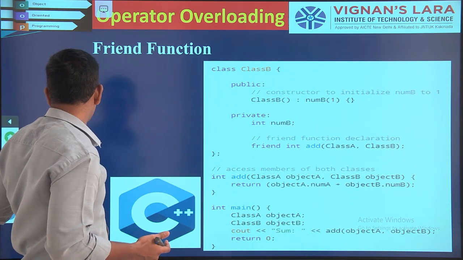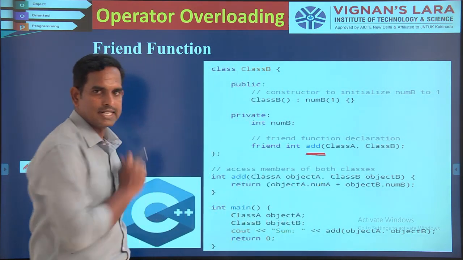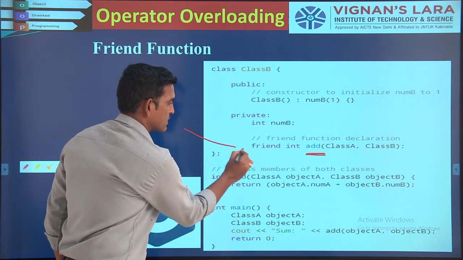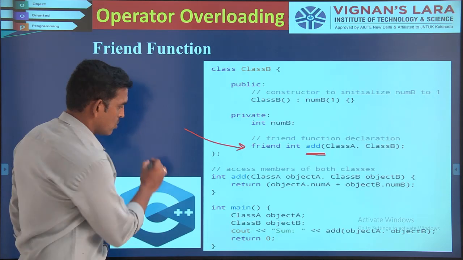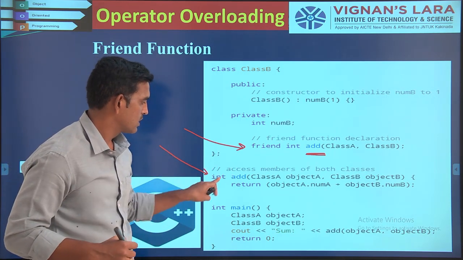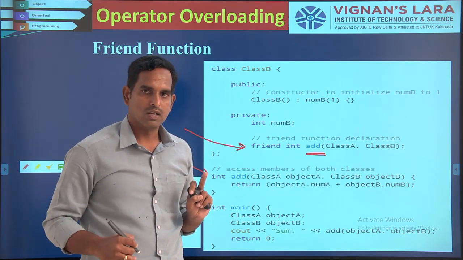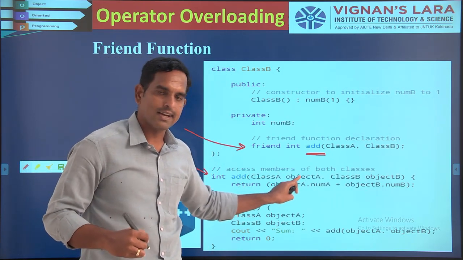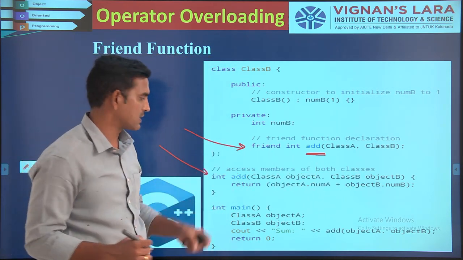So now you have declared your friend function, that is the add function, in both class A and class B. And you are defining that particular function here: int add, class A object and class B object. These are the parameters or arguments which you are passing.